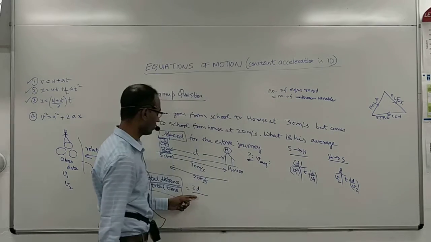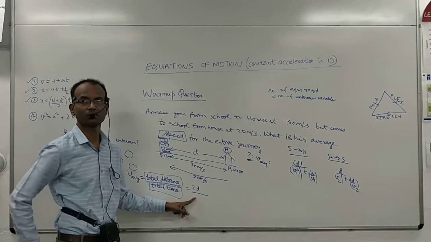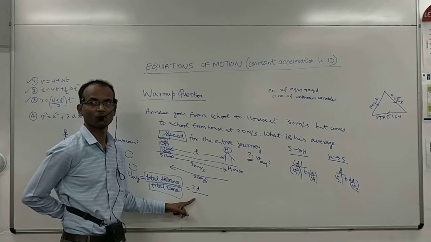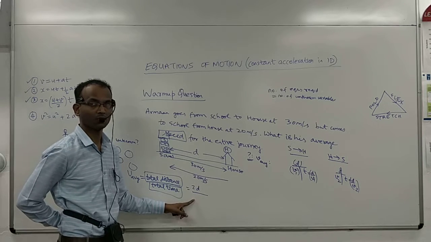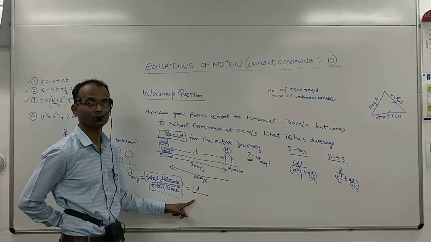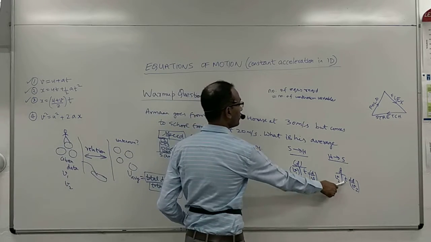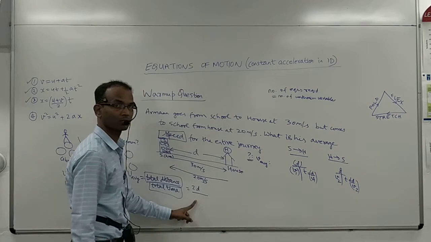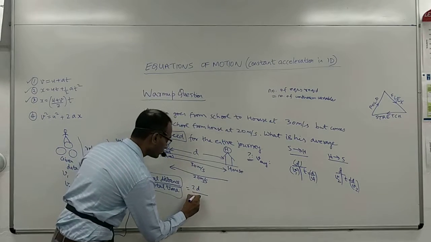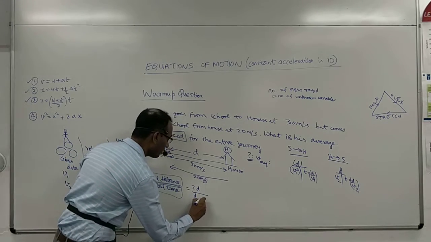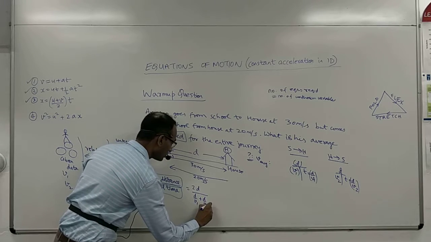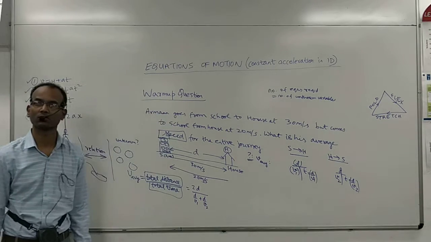So now can you substitute here what is total time? Yes, you can add. This time plus this time is total time. So what should I write? Total distance 2D divided by D by V1 plus D by V2, right? Agreed?